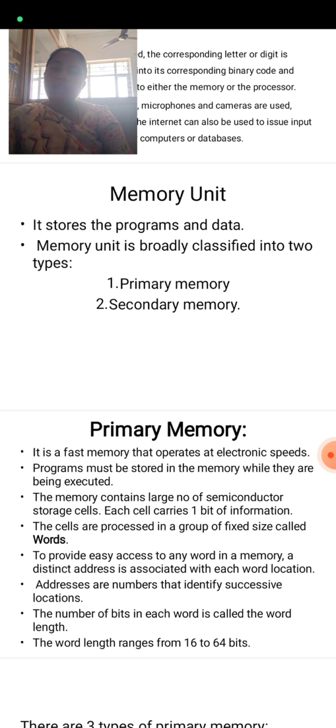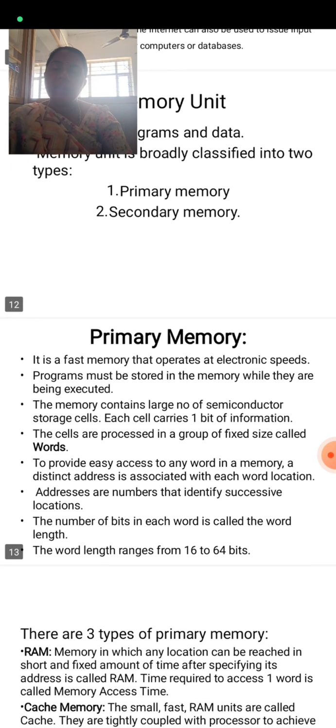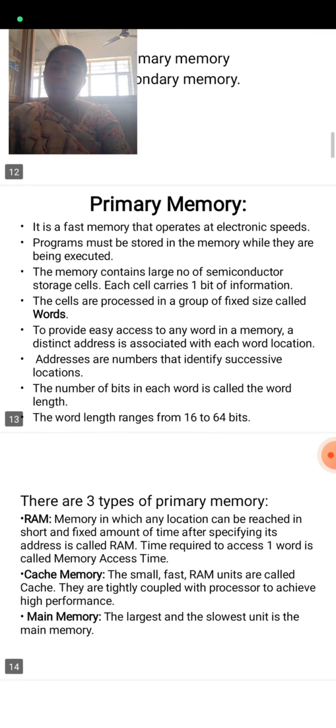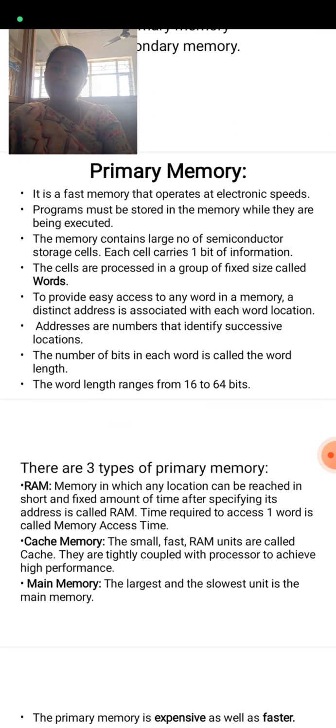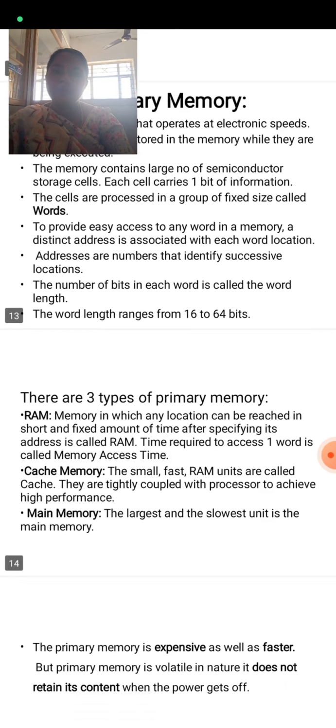Memory units are mainly used for storing the program and data. There are 2 types of memory units. They are primary memory and then secondary memory. First, we are going to see about primary memory. Primary memory is a fast memory that operates at electronic speed. Programs must be stored in the memory while they are being executed. Each and every program must be stored in the memory while the program is being executed.